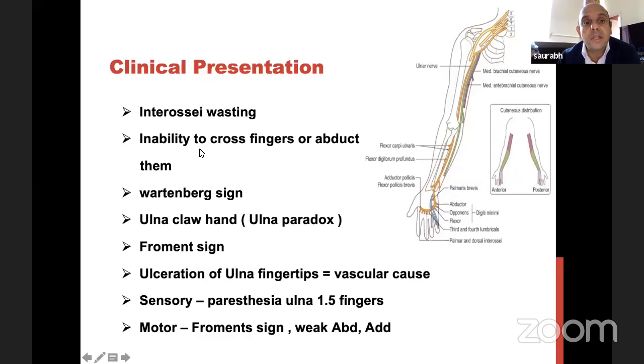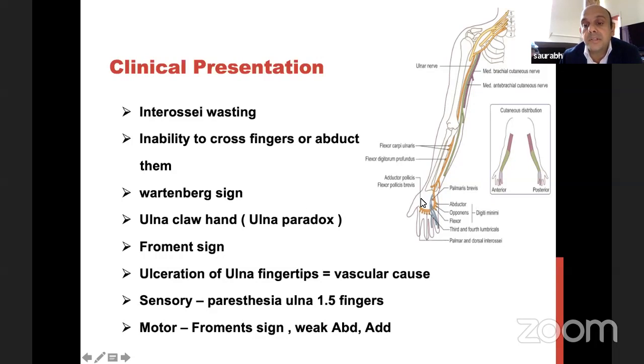So coming back to the clinical signs, interossei wasting, we said always look in the first web space for early wasting. Palmar and dorsal interossei will abduct and adduct, so inability to cross fingers or abduct them. Wartenberg sign we spoke about. Ulnar claw hand we spoke about.